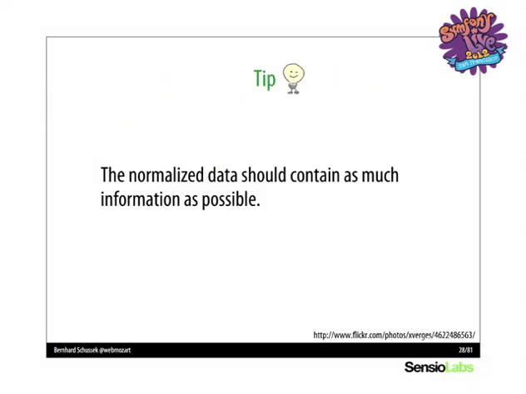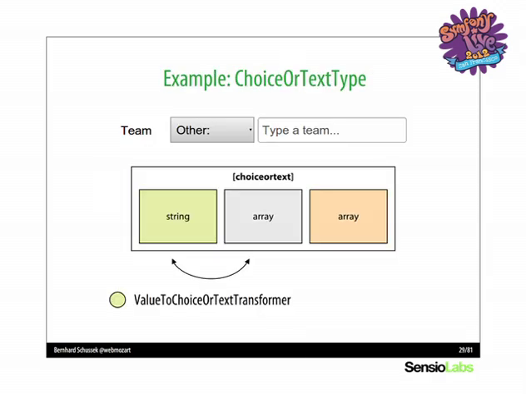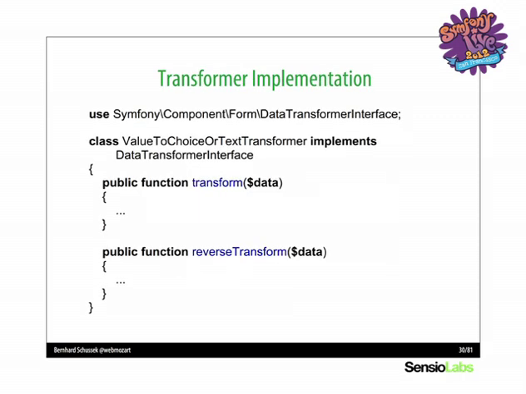So my second tip for today is the normalized data should contain as much information as possible. Don't try to trim it down, try not to lose information in that format. Okay? So a better choice here is to add the value to choice or text transformer as model transformer, and let the normalized format contain also an array with all the information that you have. Yeah, the transformer implementation would be pretty simple. It would be some implementation of the data transformer interface. I'm not showing the code here. You have the concept, you can implement it. You can try it yourself at home. Okay?